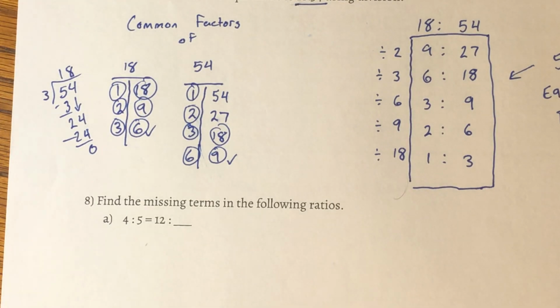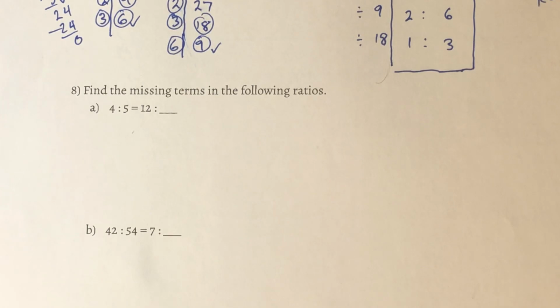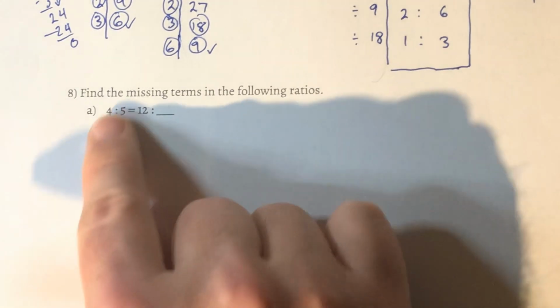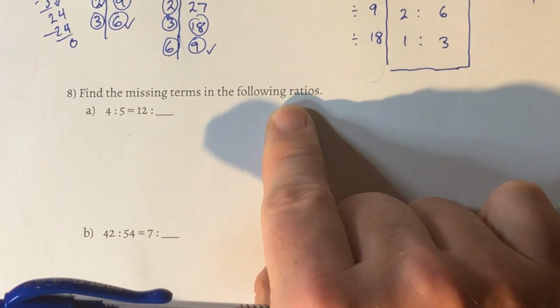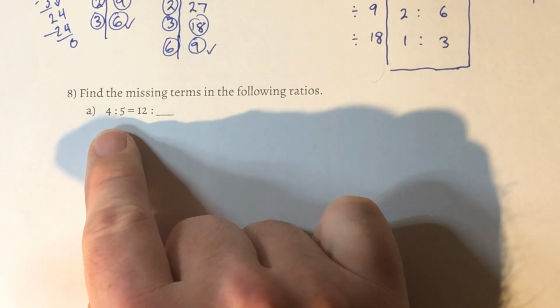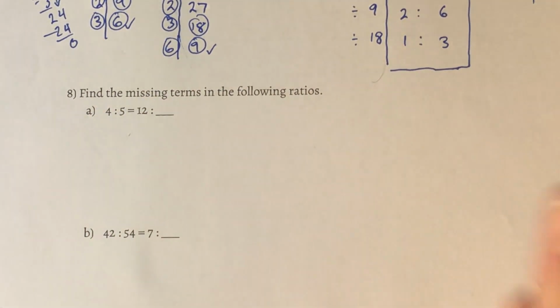All right, our next section. Missing term problems, as I like to call them. We're going to find the missing term in each of the following ratios. So our first one is 4 to 5 and 12 to blank.